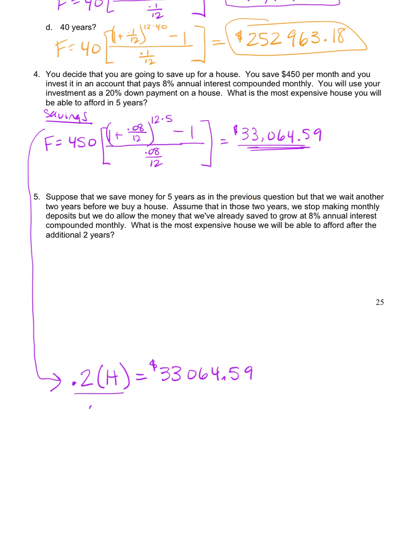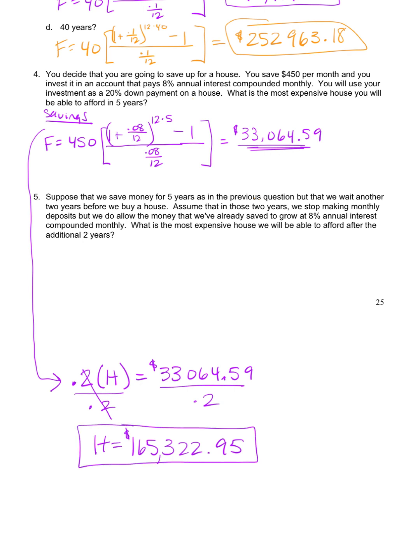So I'm going to divide both sides by 0.2. Those cancel, and we get H equals 33,064.59 divided by 0.2, and that's $165,322.95. This is the house that we can afford to buy if we want the money we've saved to represent a 20% down payment.